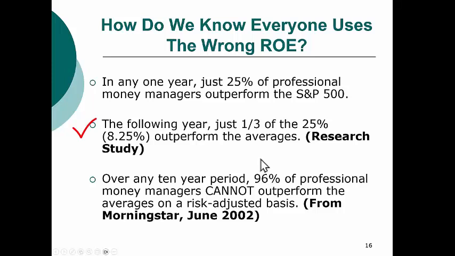In the following year, just 1/3 of that 25%, or 8.25%, can outperform the averages 2 years in a row. But over any 10-year period, and folks, this is a Morningstar June 2002 report, over any 10-year period, 96% of professional money managers who run the publicly traded mutual funds cannot outperform the averages on a risk-adjusted basis.